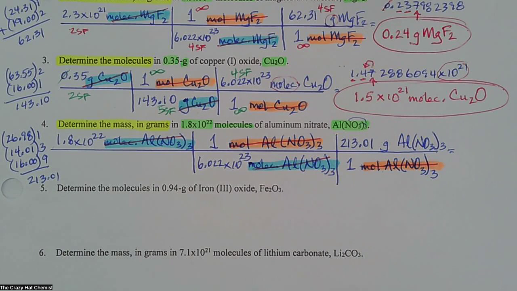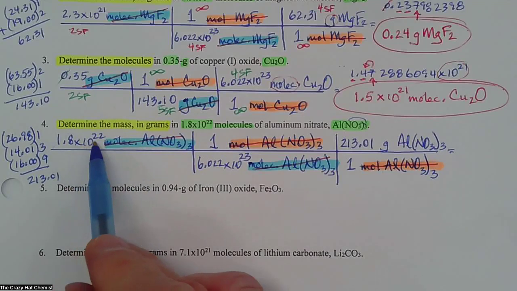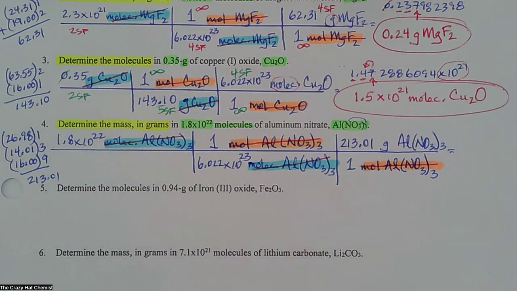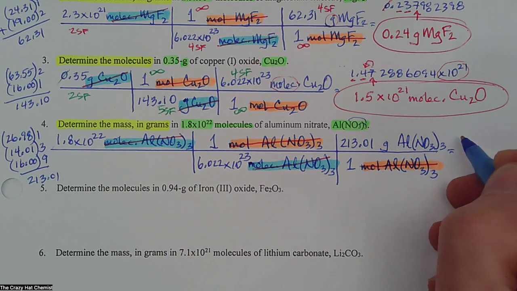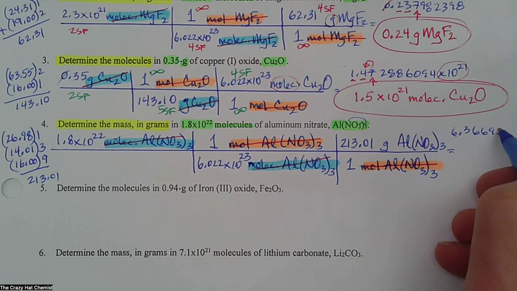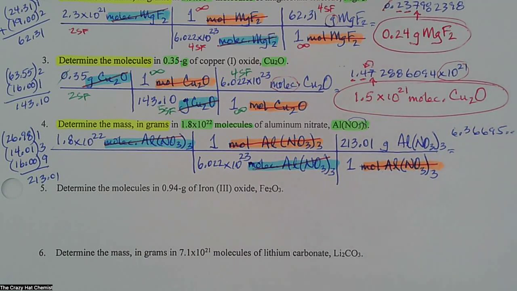Excellent. I'm going to key this into my calculator here, and it is going to be 1.8 times 10 to the 22. That's this number right here, divided by 6.022 times 10 to the 23rd. That's this number here, times the molar mass, which is 213.01. And I am going to get this number here. I'm going to write it up here just a little bit. So it's 6.36695. There are more numbers here beyond this, but I am only needing a certain number.